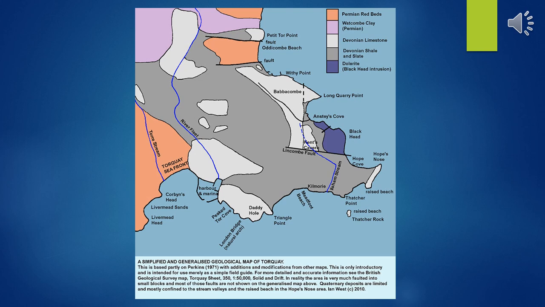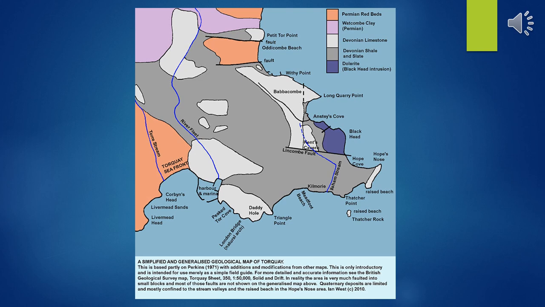Now that sand is a lot weaker than the areas around it, and you can see that on the geological map where the areas labelled Torquay Seafront, Corbin's Head, Livermead Sands and Livermead Head are a lot further back than, for example, the areas at Thatcher Point, Meadfoot Beach, Triangle Point and Daddy Hole. The grey areas, your limestone, is another type of sedimentary rock, but it's a lot harder than the sandstone. So that's why these areas still stick out. So for example, London Bridge at the bottom of the map there, the harbour area, that's built on limestone. So it's a lot more resistant.